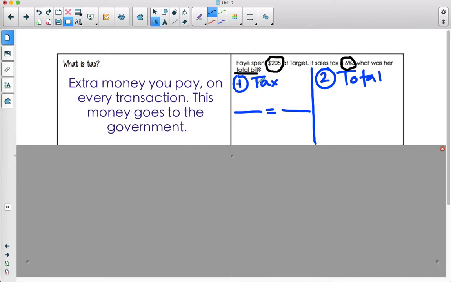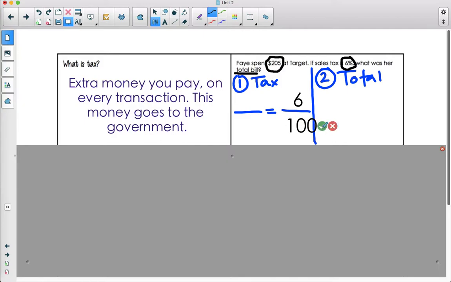In my section here, I already sectioned this out because we're going to have to do two steps. We're going to have to find tax first, and then once I figure out my tax, we can figure out our total. I want you to do the same with your foldable. Split this box into two sections. We're going to start with the tax. I'm seeing that we spent $205 and the sales tax is 6%, so I'm going to fill in my proportion. The 6 goes in the numerator on the right, and we always fill this in with 100.